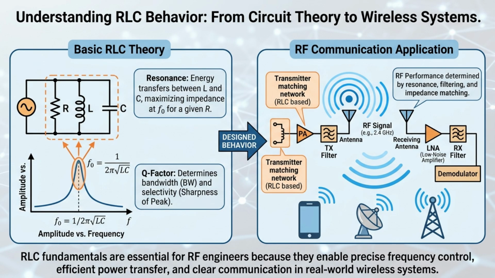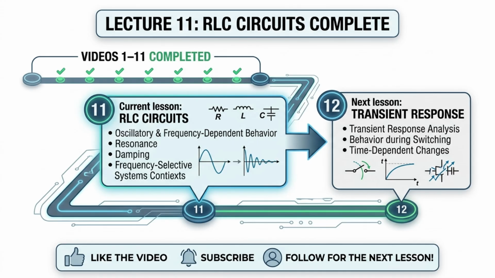Understanding RLC behavior is essential for RF engineers because it connects basic circuit theory to real-world wireless communication systems where resonance and frequency control determine system performance. In this lesson, we learned that RLC circuits combine resistors, inductors, and capacitors to create oscillatory and frequency-dependent behavior. These circuits form the basis of resonance, damping, and frequency-selective systems in electrical engineering.